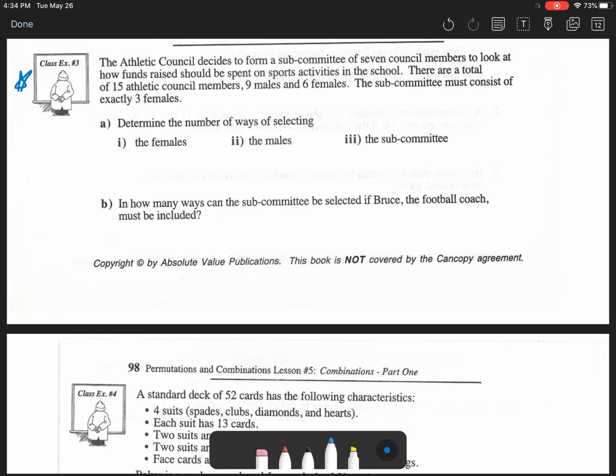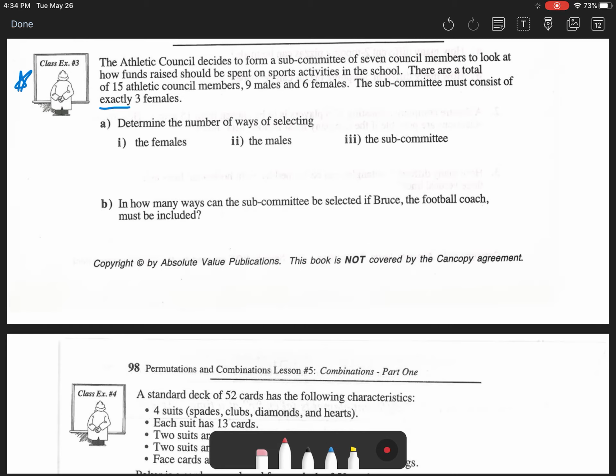It says, the athletic council decides to form a subcommittee, so a smaller committee, of 7 council members to look at how funds raised should be spent on sports activities at the school. There are a total of 15 council members right now, 9 males and 6 females. The subcommittee must consist of exactly 3 females. So that word exactly is important. It means no more, no less. So I can't have 4 females, I can't have 2 females. I have to have exactly 3 females.